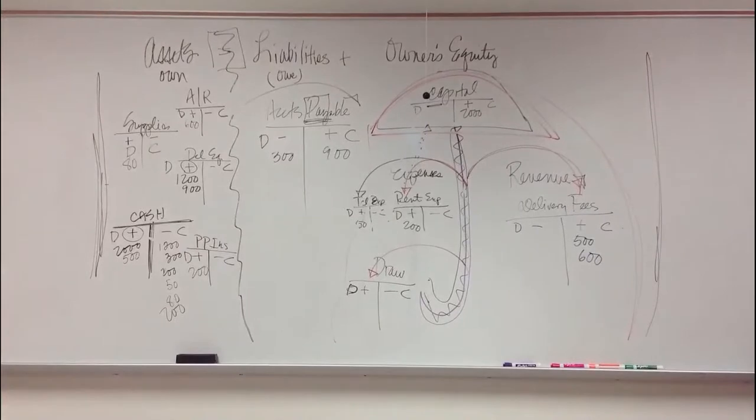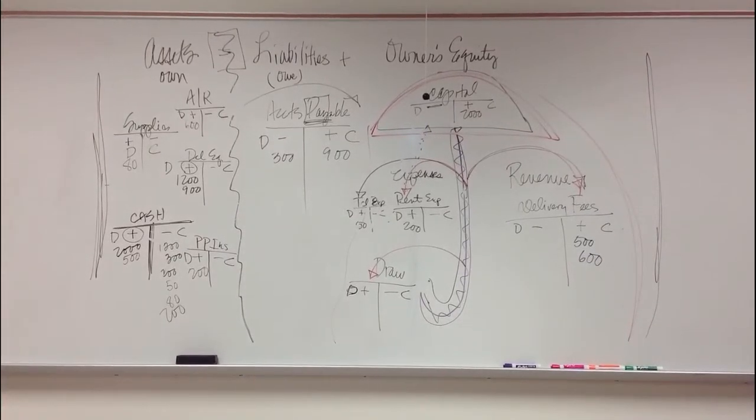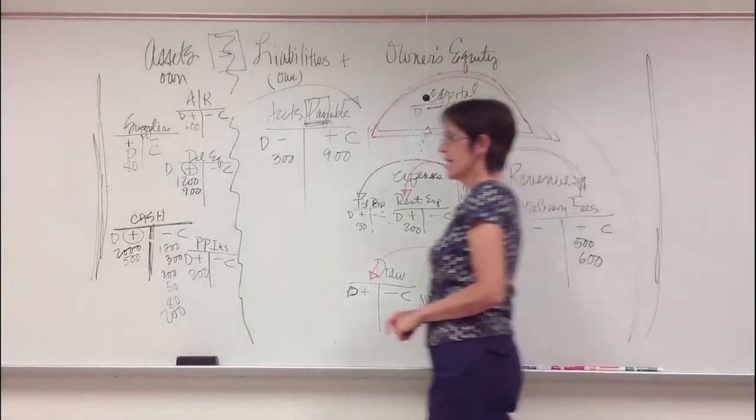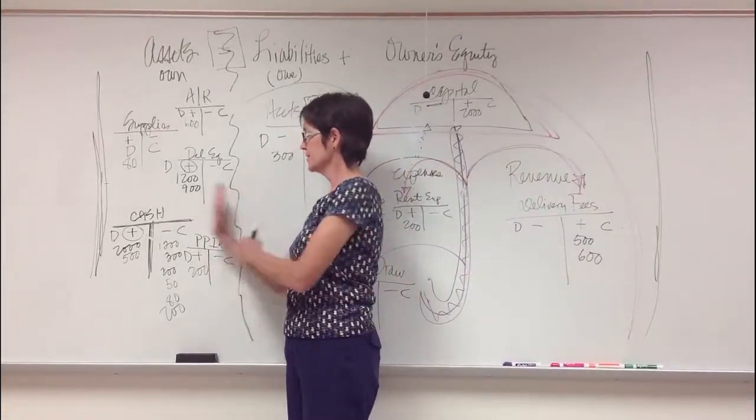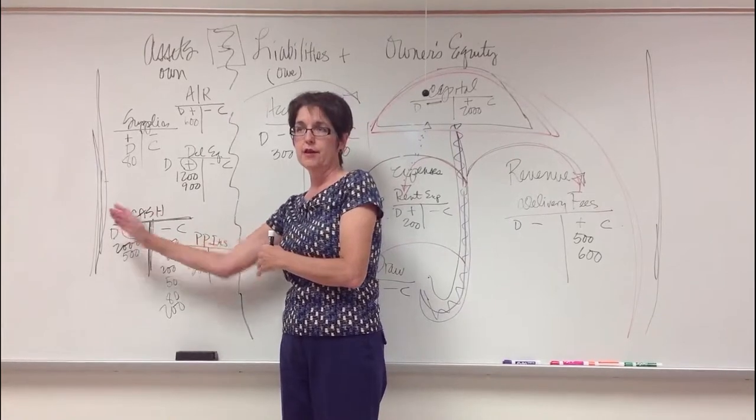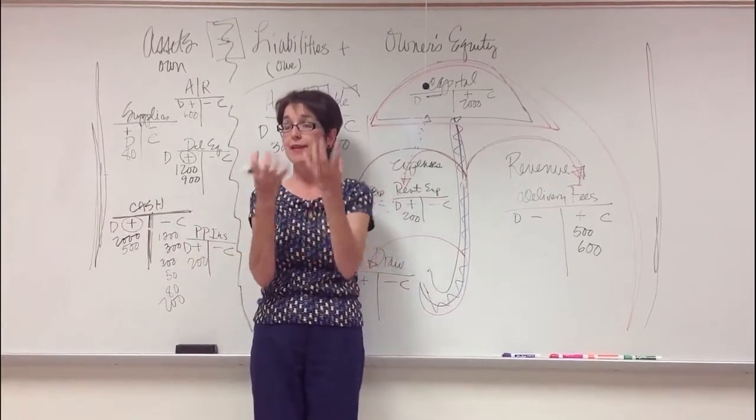So you'll always have a debit and a credit that cancel each other out. Kind of, sort of, in a way. If they're canceling each other out, they're on the same side. But you will always have a debit that equals a credit.